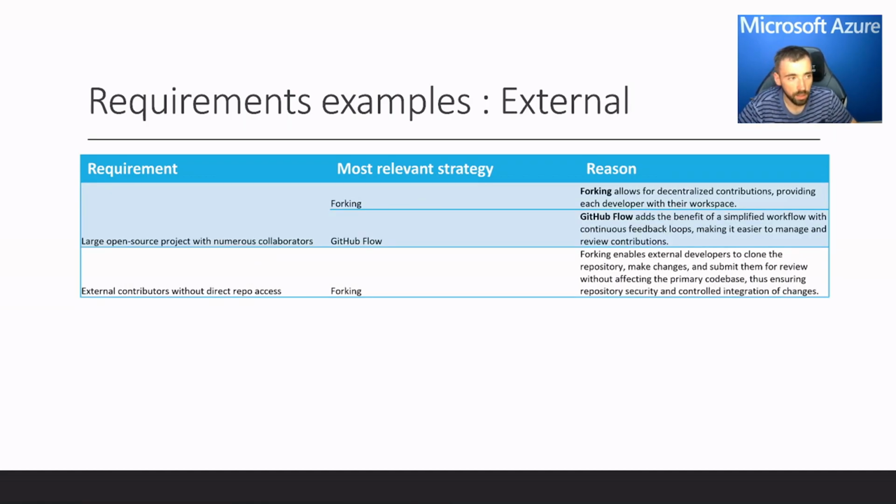And then this is the last slide, and I think these are actually a duplicate of what was on the previous slide, but ultimately large open source projects with numerous collaborators and external contributors without direct repo access, a mixture of forking and the GitHub flow, branching strategies, with the forking branch strategy especially. If it's a publicly available repository, there's no permissions required over the repository to create a fork and modify that code base.